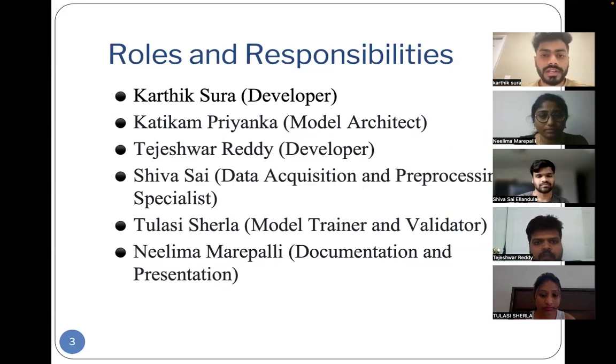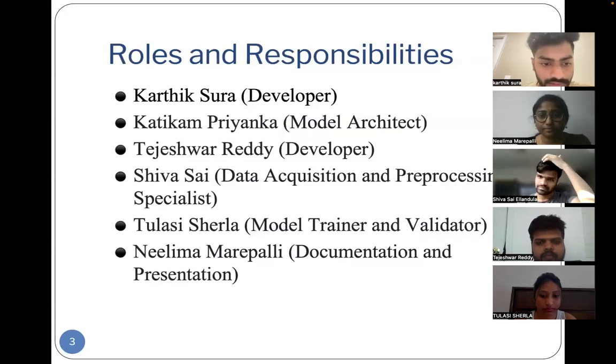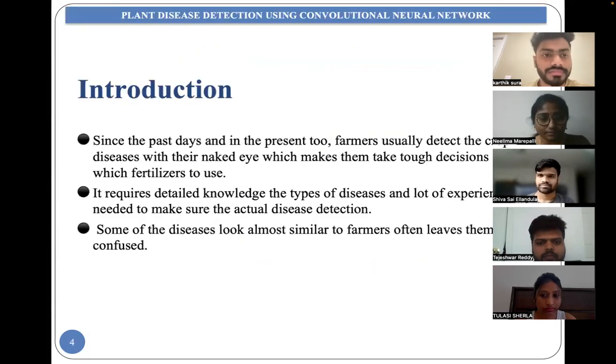Tejeshwar and I are going to take care of the coding and development part, and Priyanka is going to take care of the model architecture. Shivasai is going to take care of data accuracy and the pre-processing system. Tulsi is going to take care of model training and validation. Neelima is going to take care of documentation and the presentation. So let's get into the project.